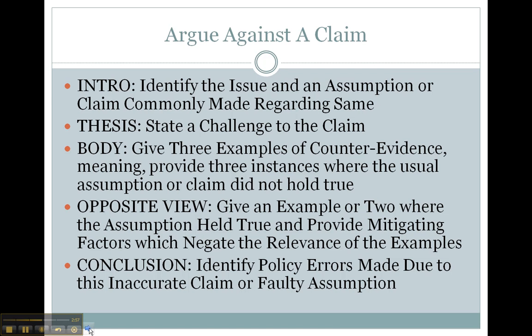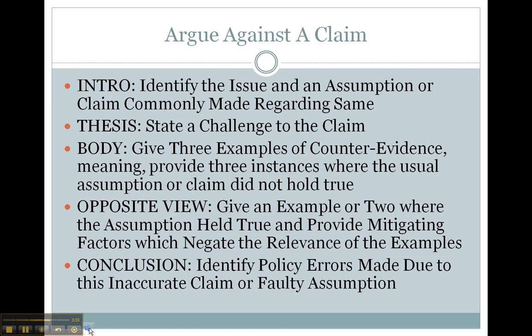So 3 times that you can point to where the commonly held belief is shown to be incorrect or it just didn't work that way. 3 specific instances or examples. Then your opposite view paragraph might contain a couple of examples where the claim was true, but where you can explain, yes, but there are these reasons why that happened that way, and it doesn't always happen that way. In other words, you can explain away these examples where the claim was held true.